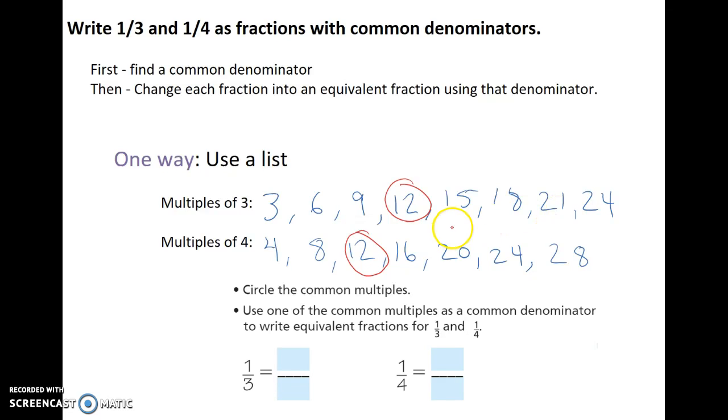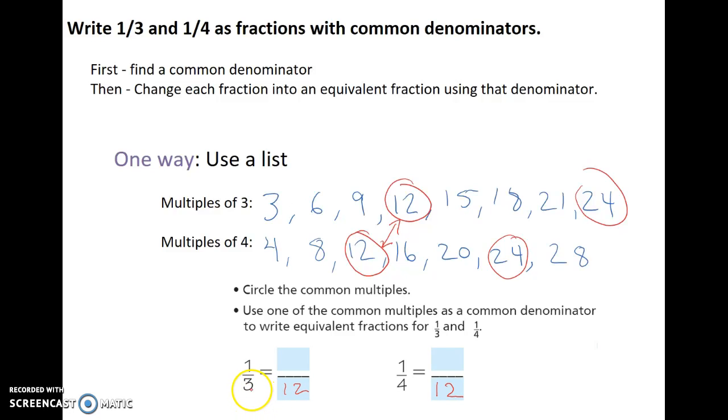Now if I kept going, I could see that there's more. 24 is also a common multiple. But in this case, generally speaking, it's easier to use a lower number. So I'm going to use 12. So 12 is going to be my common denominator. That is what I'm going to change both fractions into: fractions over 12. So I'm going to fill 12 in to the denominators of each of those.